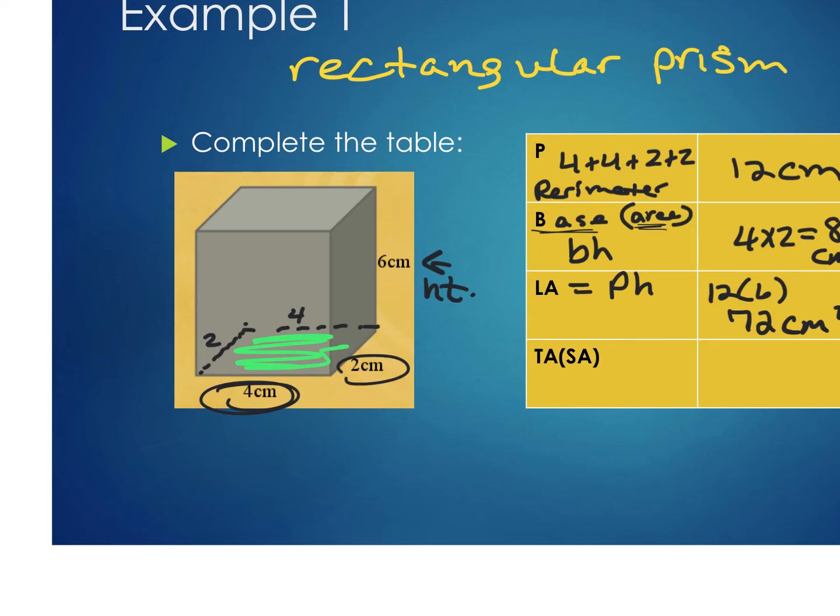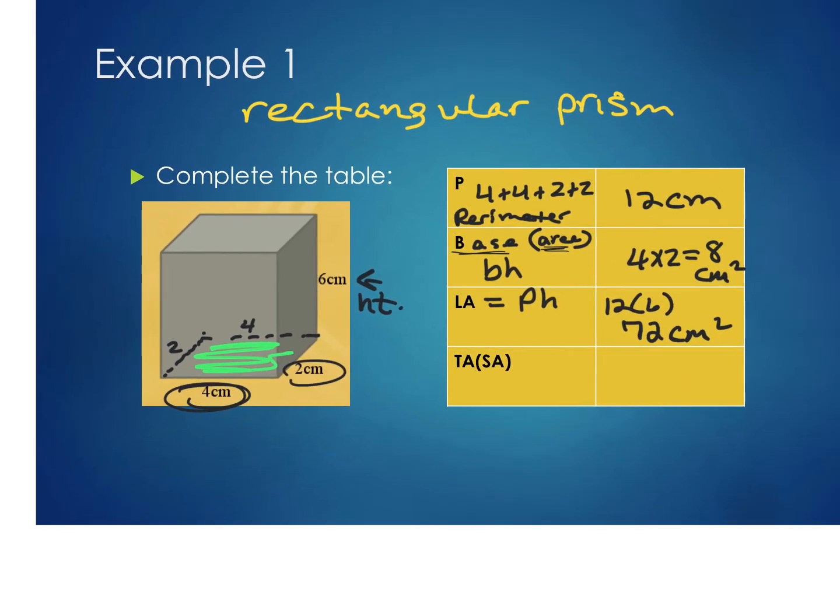Okay, thank you. Now, for total area, we're going to use the formula. Remember, we have 2 bases, and then we have the lateral area. So my base area was 8, so 2 times 8. My lateral area is 72. So 16 plus 72 is 88 centimeters squared.